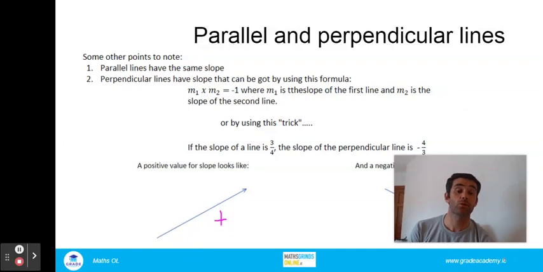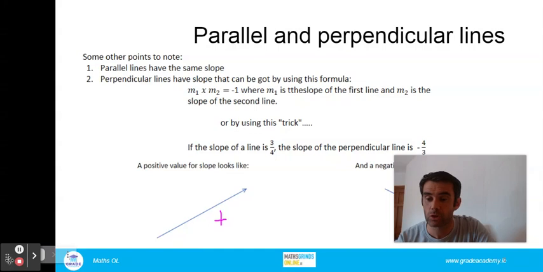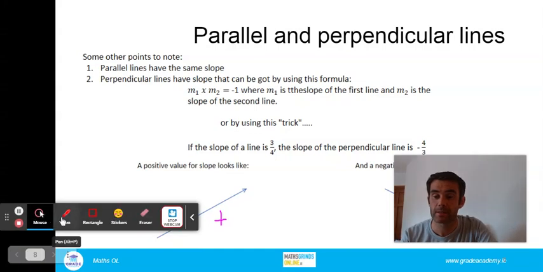Hello and welcome back to this Grade Academy lesson on coordinate geometry, the line. In this lesson, we're going to cover parallel and perpendicular lines, and we're also going to cover how you go about drawing lines or graphing lines. Okay, so without further ado, we will start into this.